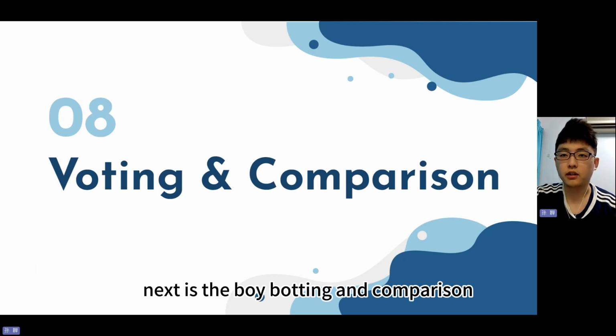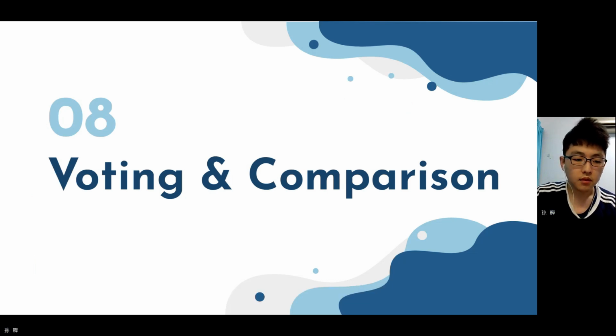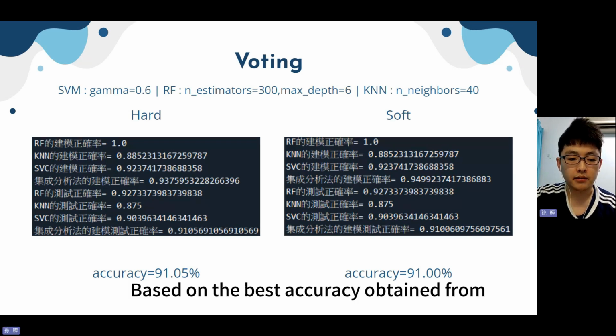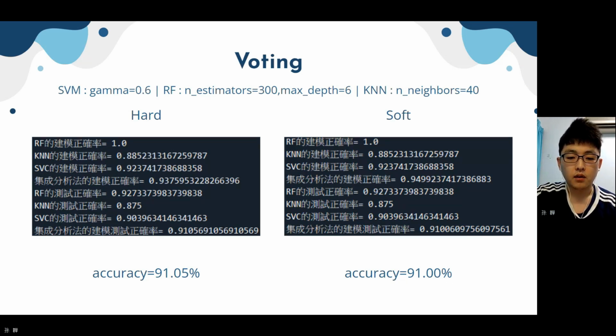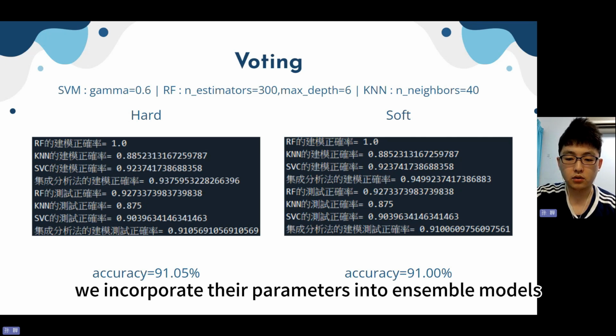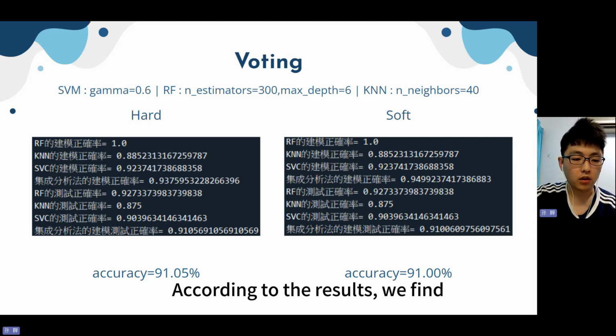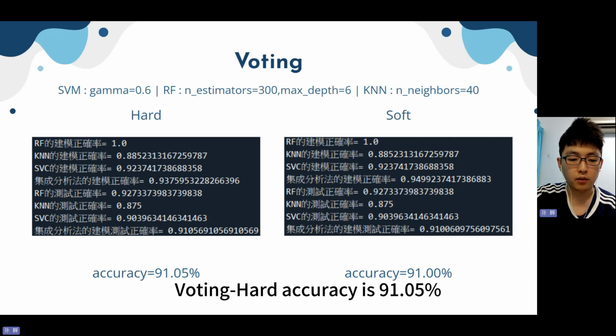Next is the voting and comparison. Based on the best accuracy obtained from different methods, we incorporate their parameters into ensemble models. According to the result, we find voting hard accuracy is 91.05%. Voting soft accuracy is 91%.